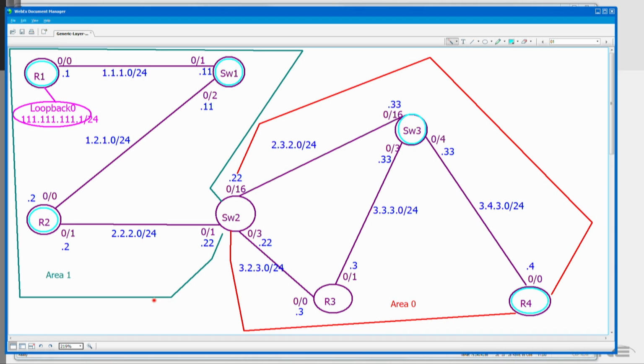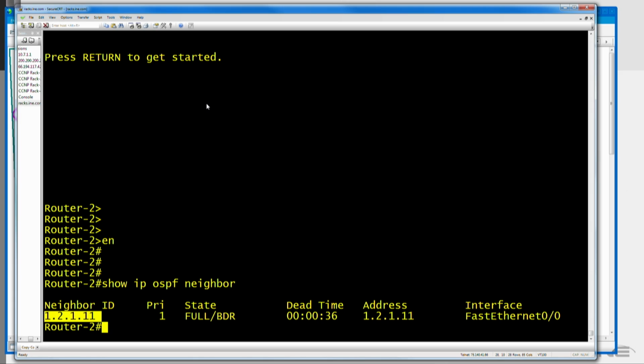That is switch 1. So remember, when switch 1 was coming up with his router ID, first thing he said was, do I have any loopbacks? Nope, no I don't. Okay, what interfaces do I have that are either up, up, up, down, or down, down? These two right here. Of these two interfaces, which one has the highest IP address? That would be this, 1.2.1.11. So switch 1 said, I'm going to create my OSPF router ID of 1.2.1.11. And that's what we can see right here.